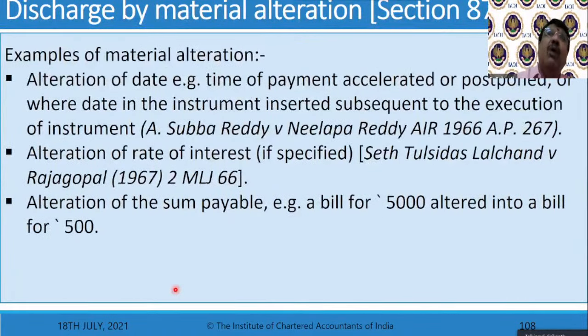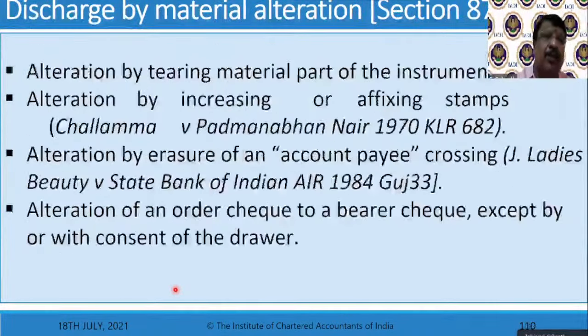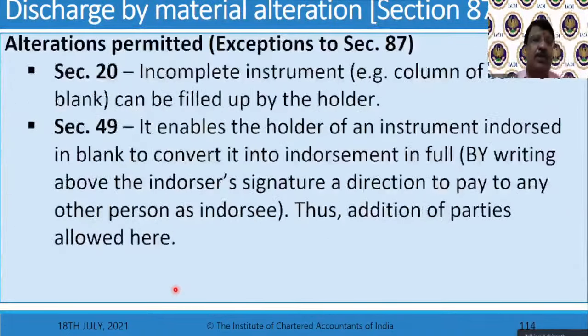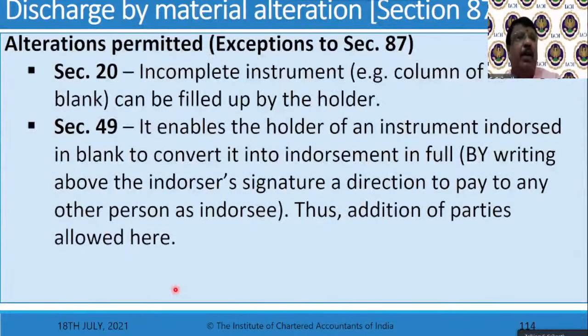Now, since time is running out, I'm not going to go through every example of material alteration. All this is given in the instrument material only. Please read it. Because, again, there can be a multiple choice question: which of the following is the material alteration? Because there are many things that are not material alterations. These are all permitted alterations. So what they will do is, they'll give some examples, out of which one of them will be a permitted alteration, or three will be permitted and one will not be. Then they will say, which of the following is not a material alteration?